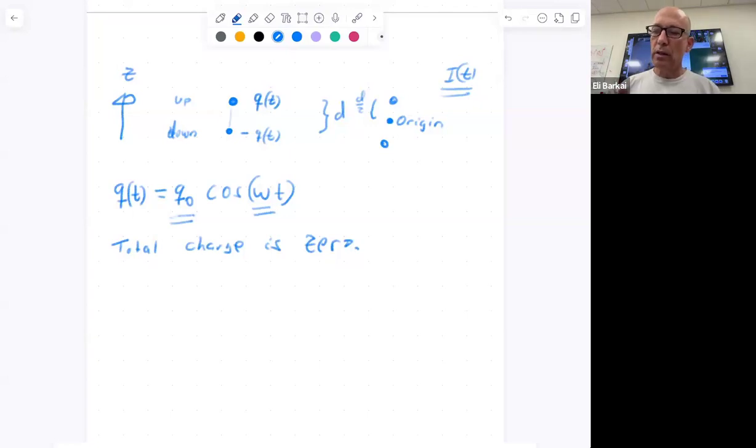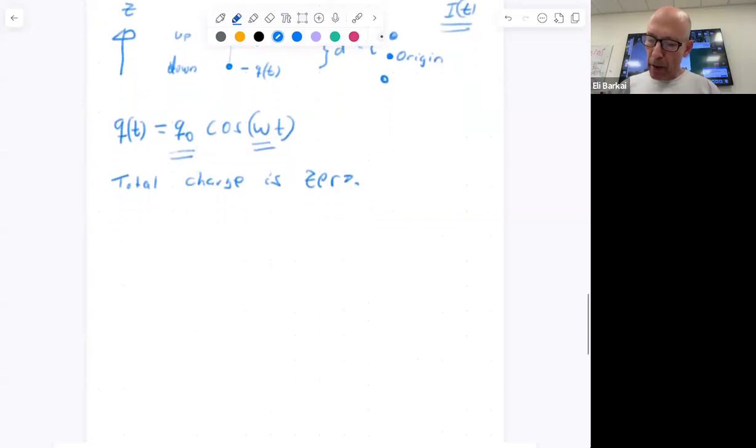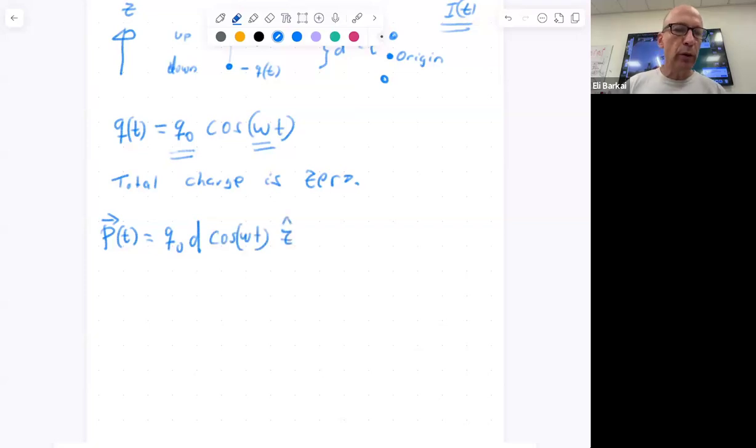So I think everyone sees that we have a dipole that is changing in time, and we can define the dipole P of t as Q0 times d cosine omega t. And again, this P is not to be confused with the power. This is a vector P. This is a dipole, and it is pointing in the z direction. So by doing so, we broke the symmetry of the system. There is a preferred direction.